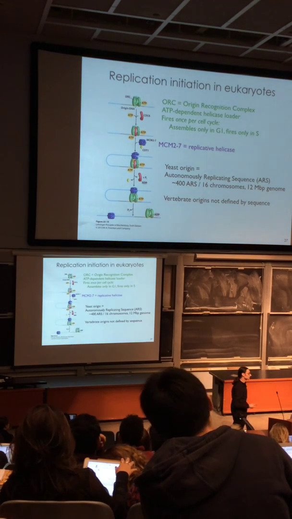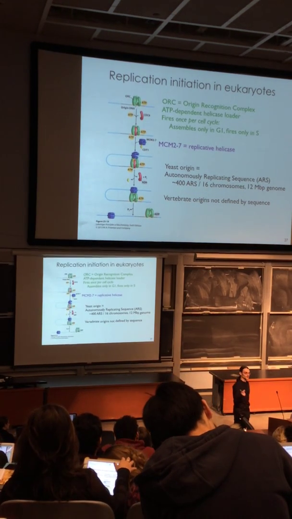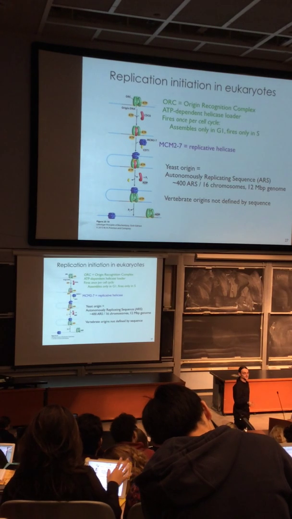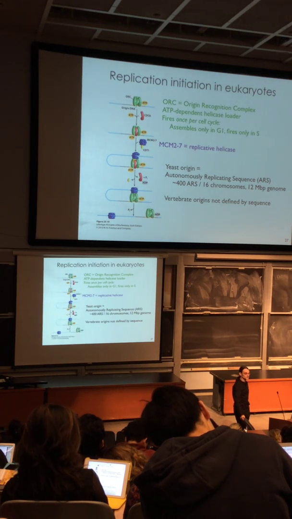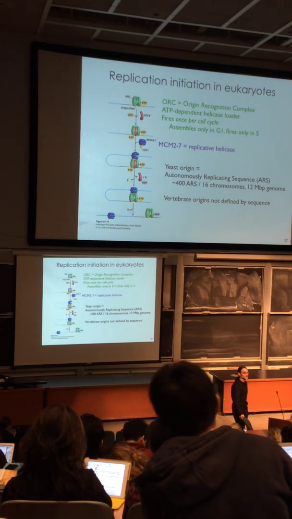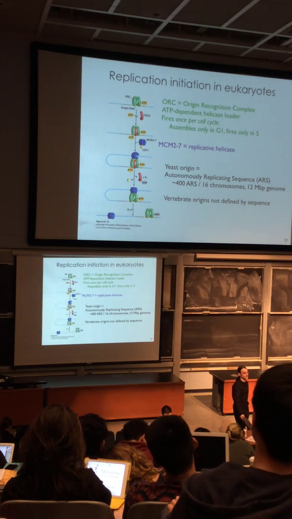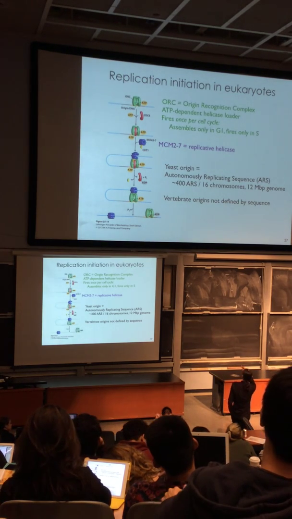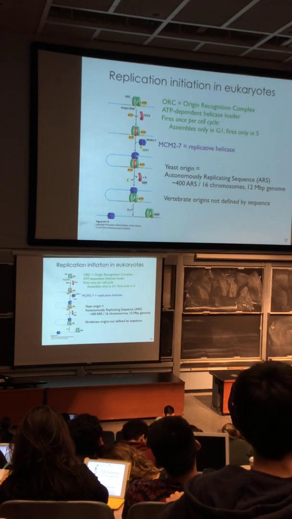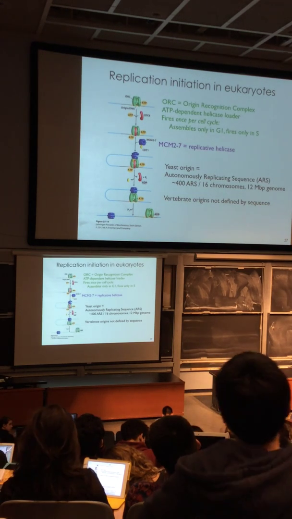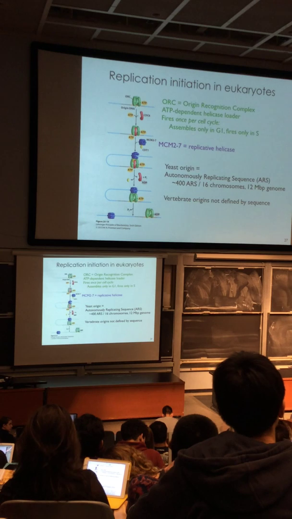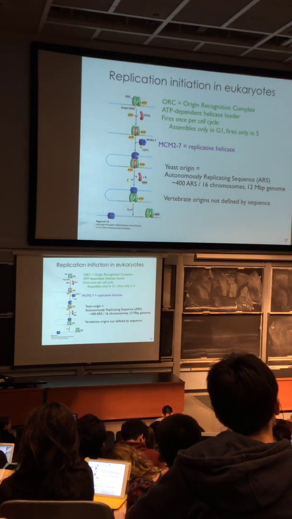For vertebrate origins, it's clear that there's a stereotyped place where replication tends to initiate. At this point, people have some pretty high-resolution maps of that process, but it doesn't seem to be defined by specific sequences. It's not entirely clear how it is defined in vertebrates. But we do know that between yeast and vertebrates, this process of assembling an origin recognition complex in G1 and having it fire to load MCM2 to 7, the replicative helicase, in S phase, is conserved. We just don't know why ORC assembles in certain places.